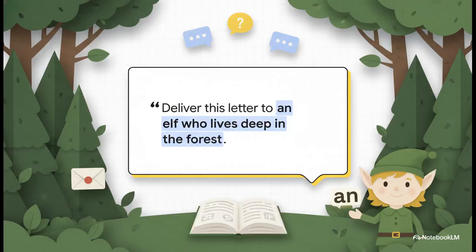But now, let's flip the script and look at case number 2. Deliver this letter to an elf who lives deep in the forest. This time, we start with an, and that signals new information. It's not a specific elf. So the clause, who lives deep in the forest, isn't identifying a specific one. Instead, it's just doing the job of description. It's answering the question, what kind of elf am I looking for?